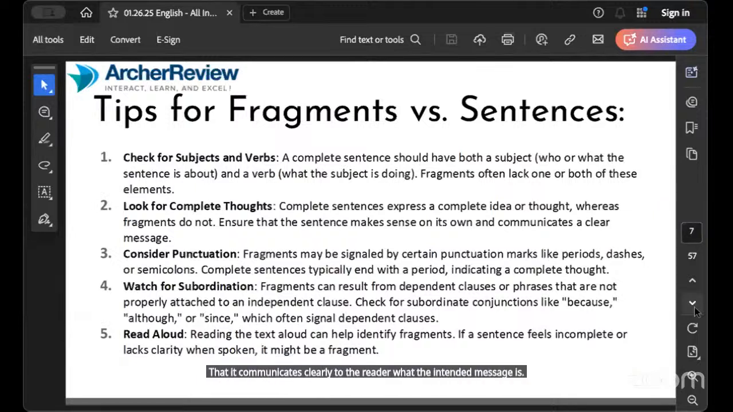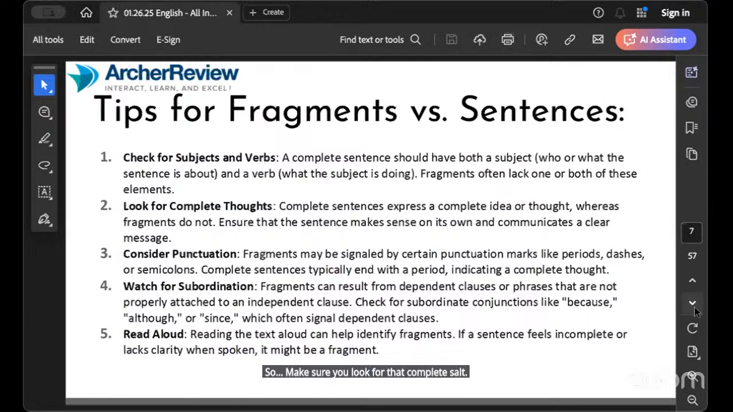is. So I always tell my students that, if I were to walk up to my friend Billy Bob on the street and say, hey, blah, blah, blah, blah, blah, it would be a complete thought, and Billy Bob would know what I'm talking about. So make sure you look for that complete thought.